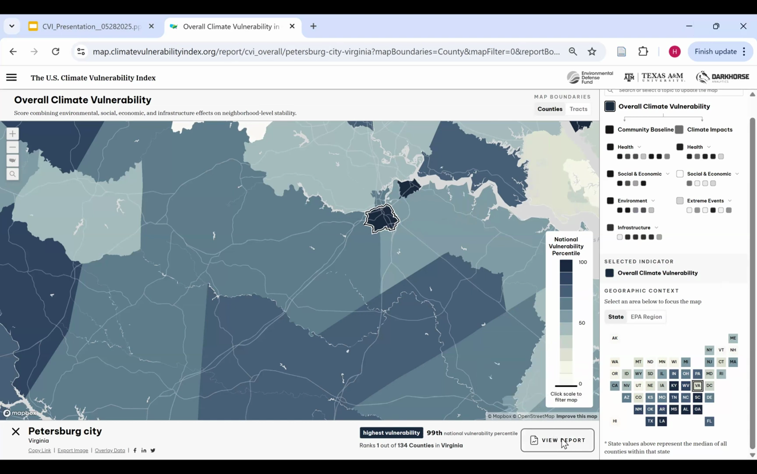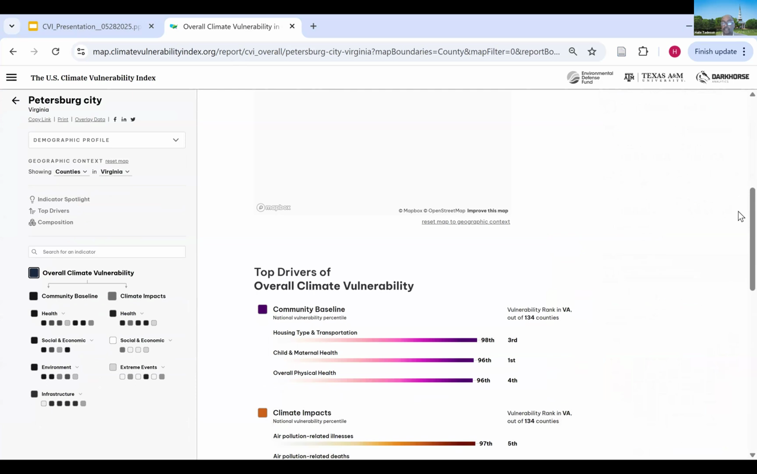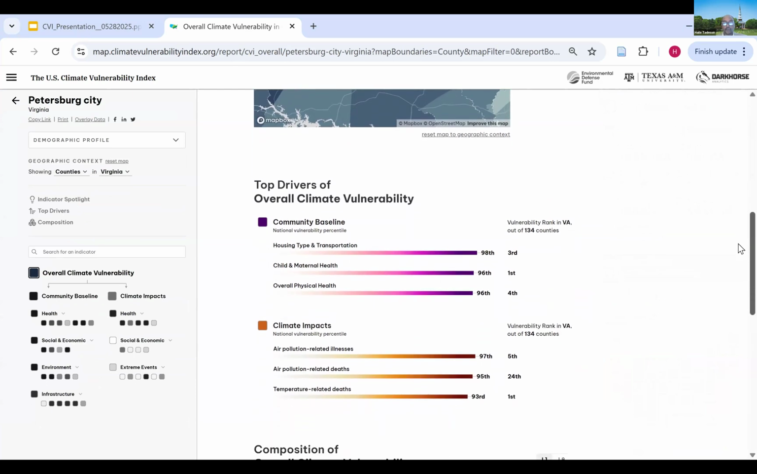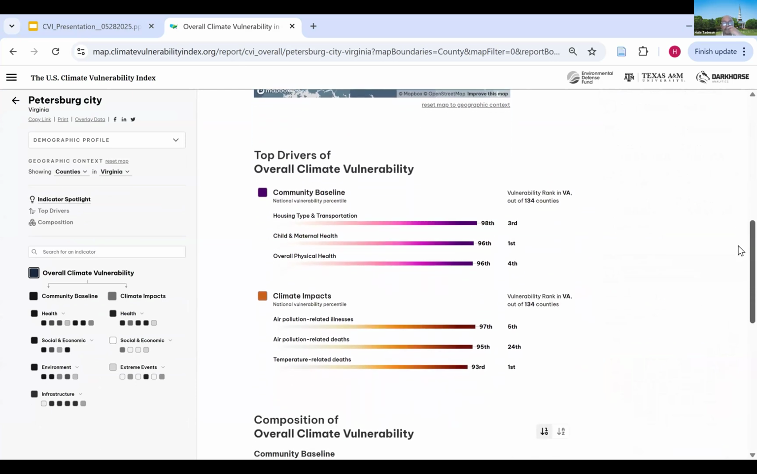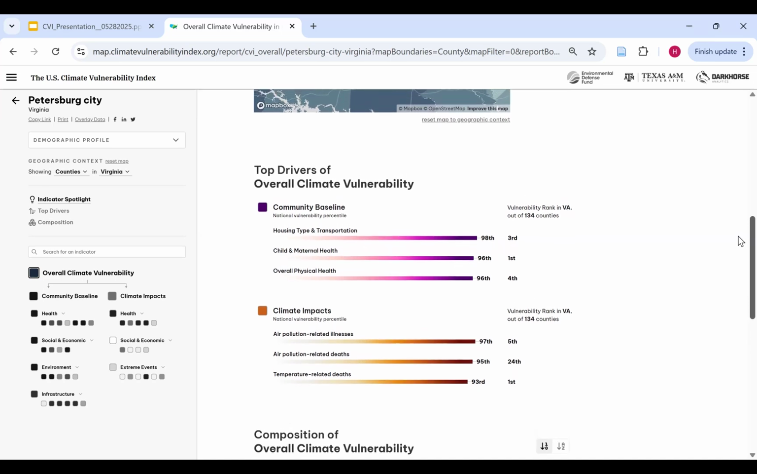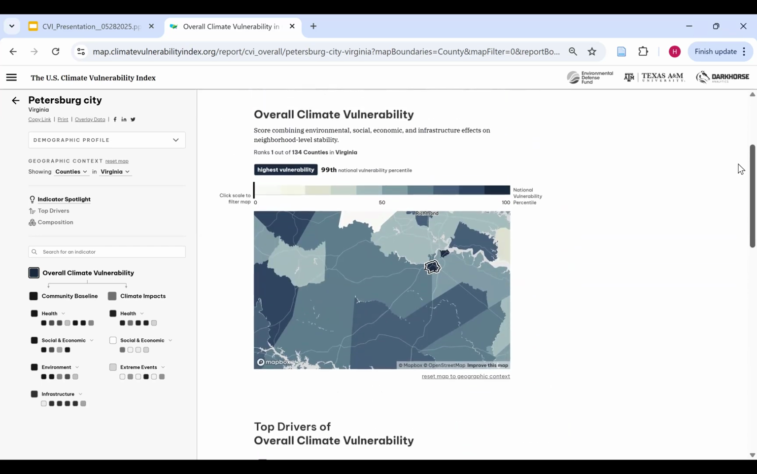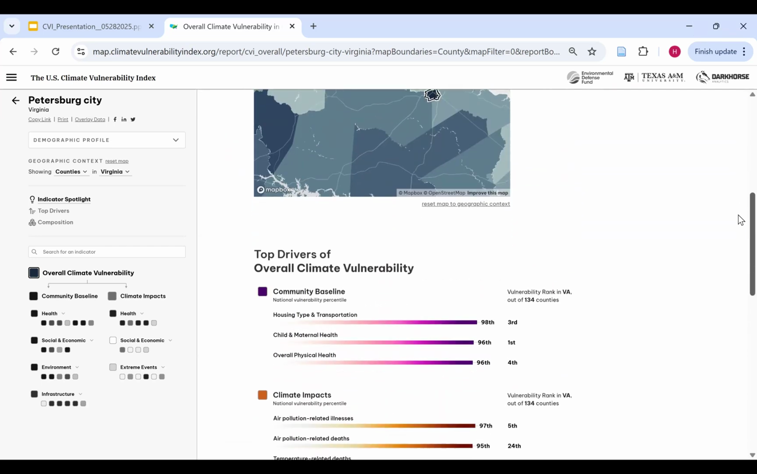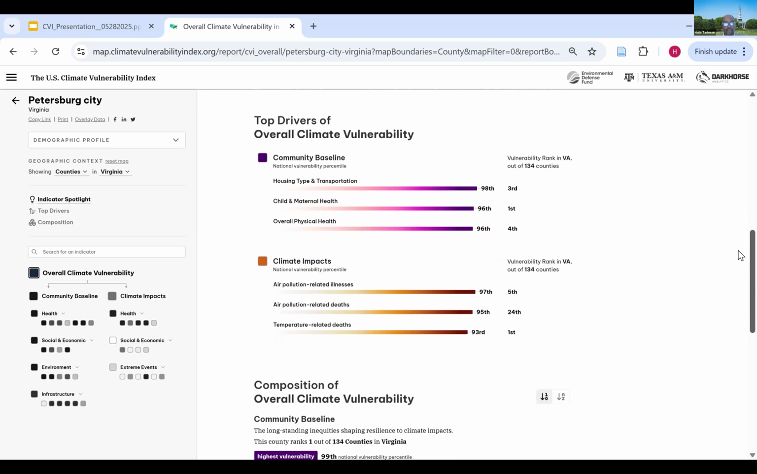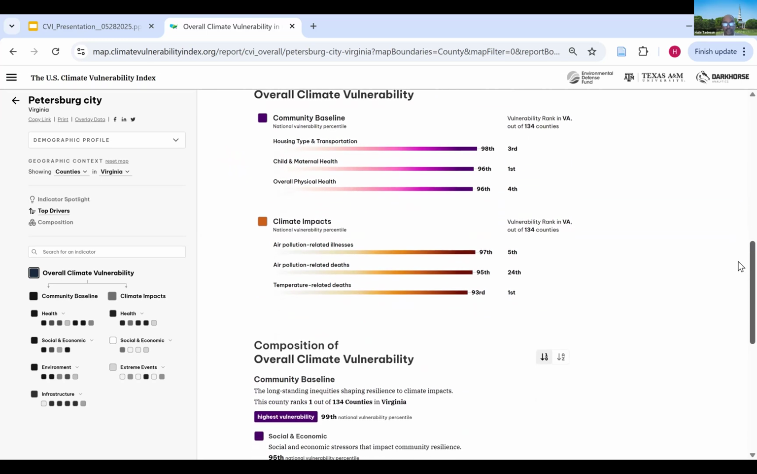And we can check the details. So it's number 1 in child and maternal health, number 4 in physical health issues. In vulnerability, when you say it's number 1, it's the opposite. It's the worst, the most vulnerable for all of those. So it's also number 1 in temperature related deaths.